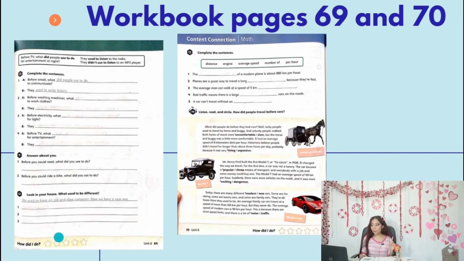Activity 13 on page 70 says complete the sentences. And you have the vocabulary in here. If you don't know these words, you can find them on the internet. Use a dictionary, it is better. Distance, engine, average speed, number of per hour. Okay, so you need to read these sentences and you're going to complete with the correct one. Now, when you finish this, you can go to the next activity, that is activity 14.